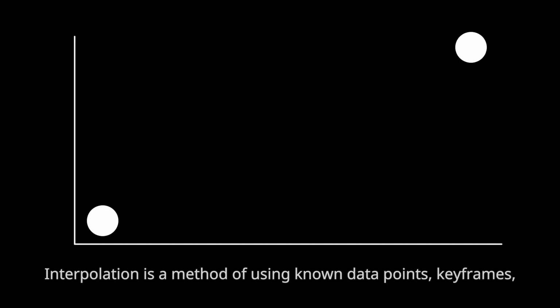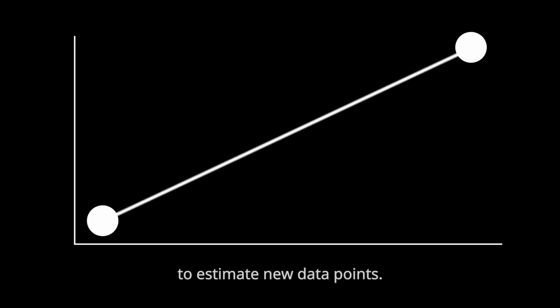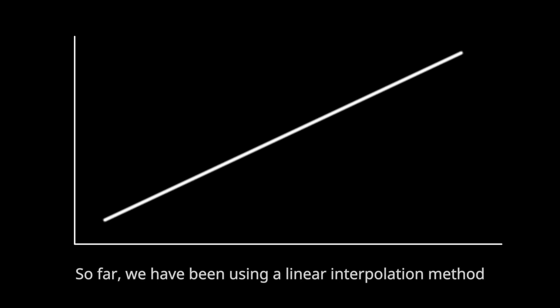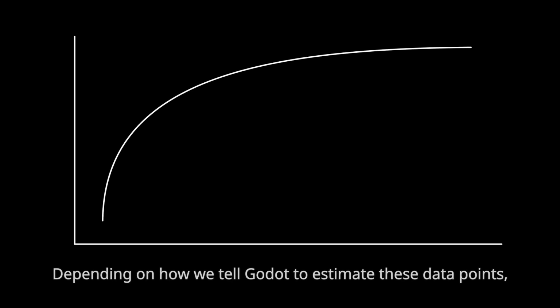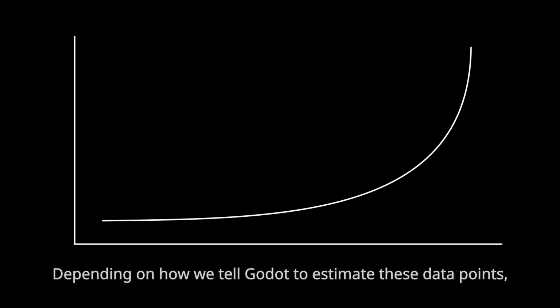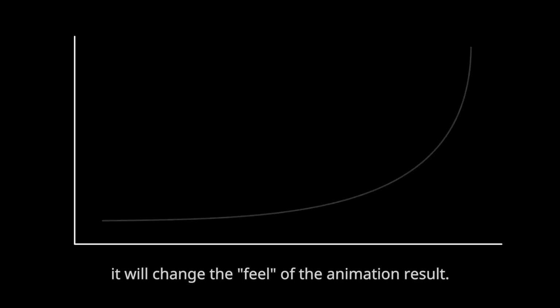Interpolation is a method of using known data points, keyframes, to estimate new data points. So far, we've been using a linear interpolation method, which estimates a straight line in between the keyframes. Depending on how we tell Godot to estimate these data points, it will change the feel of the animation result.